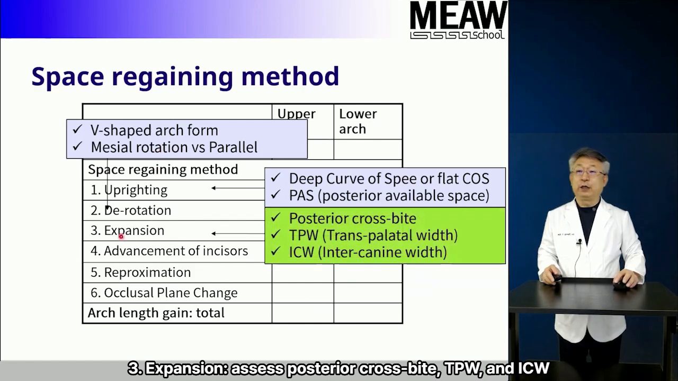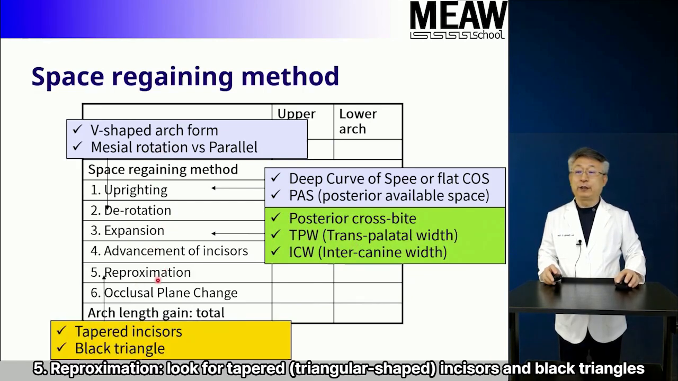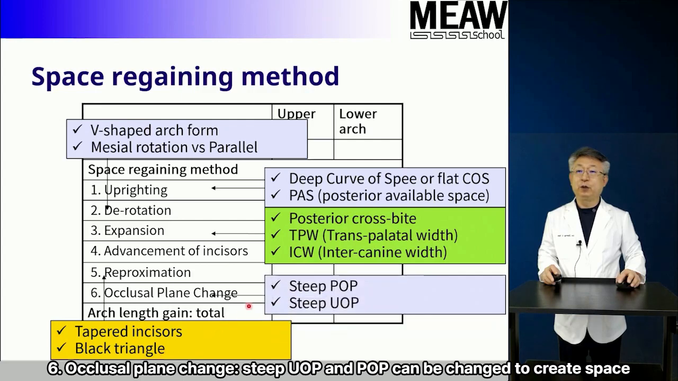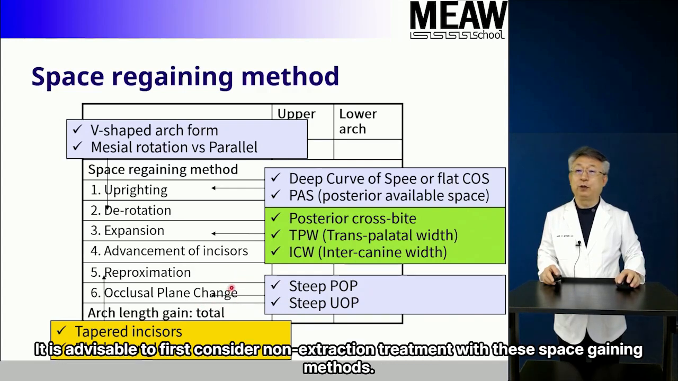3. Expansion. Assess posterior crossbite, TPW, and ICW. 5. Reproximation. Look for tapered triangular-shaped incisors and black triangles. 6. Occlusal plane change. Steep UOP and POP can be changed to create space. It is advisable to first consider non-extraction treatment with these space-gaining methods.